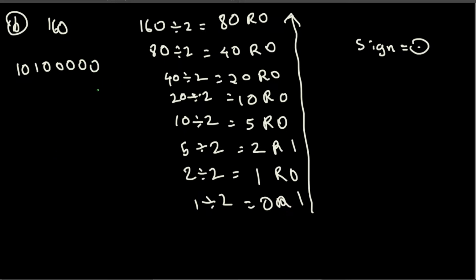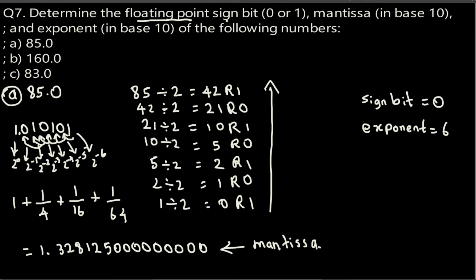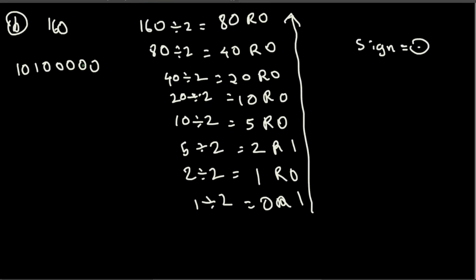This is binary. Now to find out the exponent, we move the decimal point from here to this place. So 1, 2, 3, 4, 5, 6, 7. I move 7 places to get to this point. So the exponent is 7.